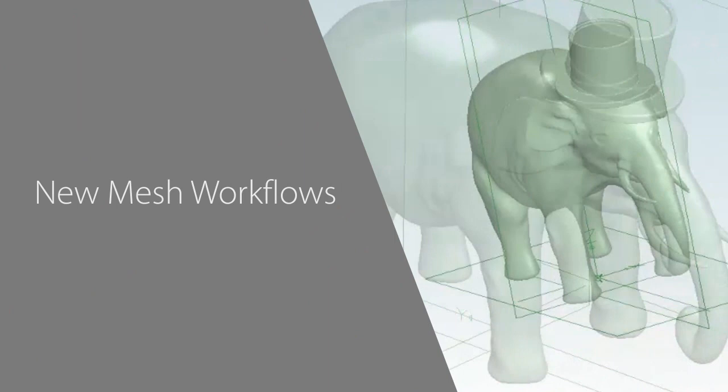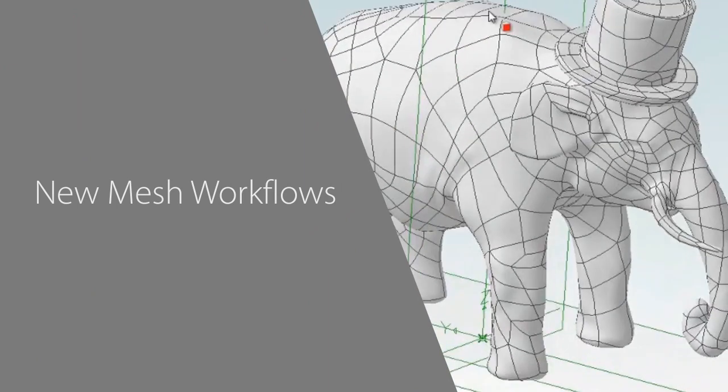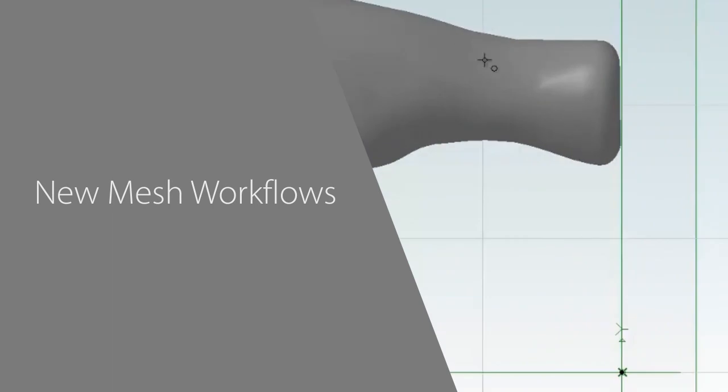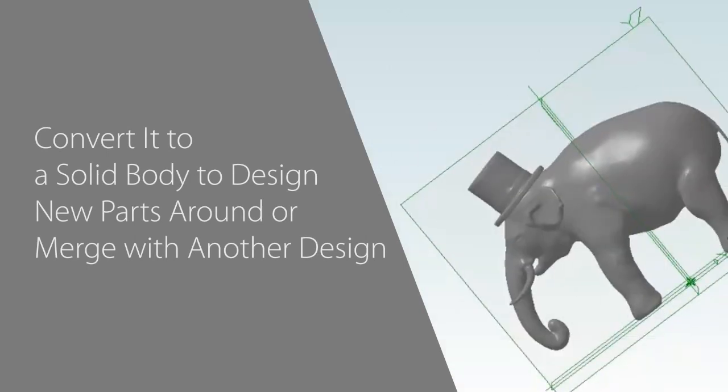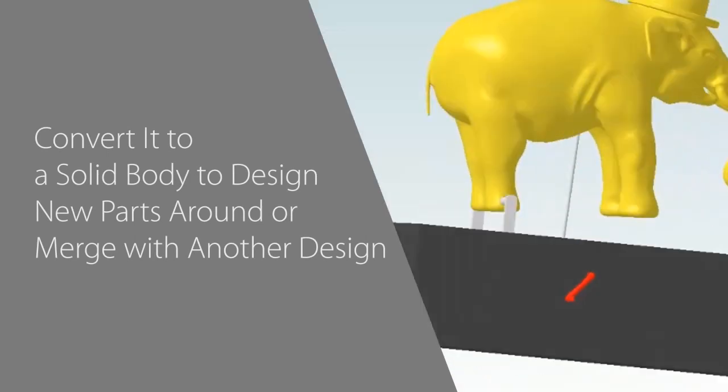Geomagic Design has been updated for 2014 with new improvements that make it even easier for engineers and designers to go from concept to prototype to production. For the first time, users can import mesh data into Geomagic Design and convert it into a solid body to design new parts around or merge with another design.